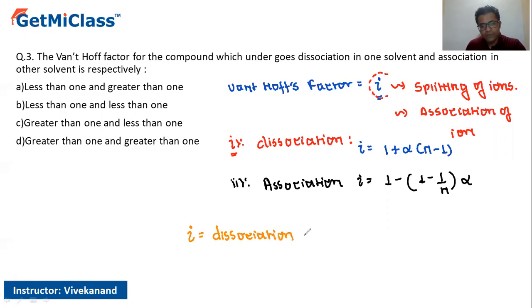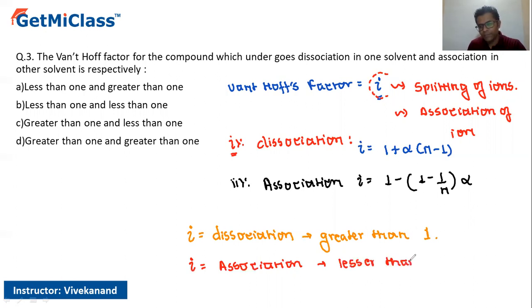This particular value of i is usually greater than 1, right? Because of the splitting patterns. While the value of i for any reaction showing an association of ions is usually lesser than 1.